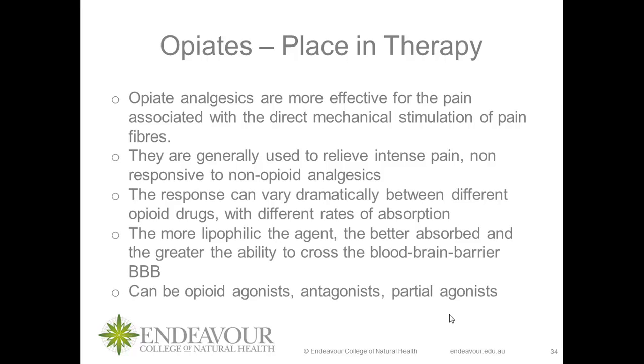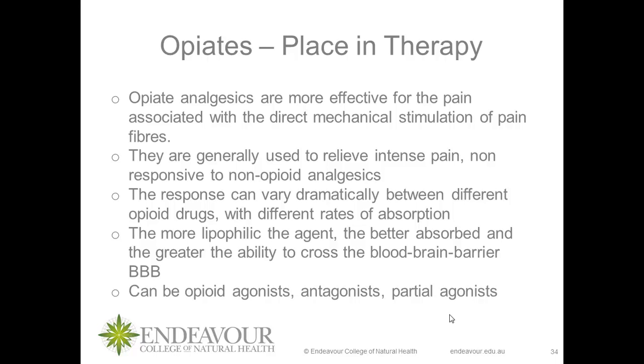The response to opiates varies dramatically from one person to another, and this is because of the different rates of absorption of this substance. There are also chemical differences. Some substances are more lipophilic than others. If it's lipophilic, it will be better absorbed across the blood-brain barrier.